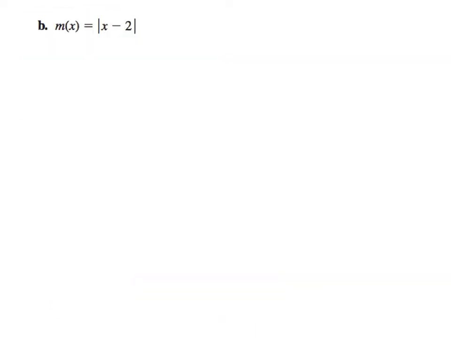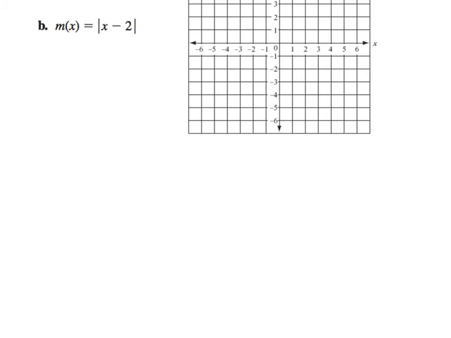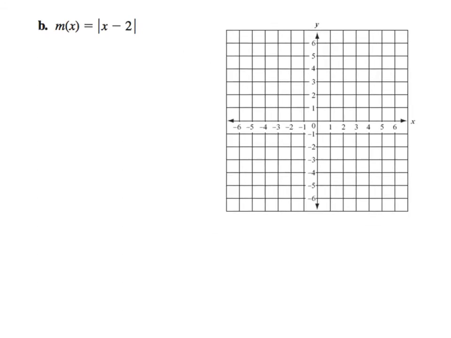Now we're going to do the same thing for part B. So part B, you'll see that now the translation is happening to your x. So how many units is this going to be translated? Well, it should be translated 2 units right. So if it's 2 units right, that means my new vertex is going to be at (2, 0).